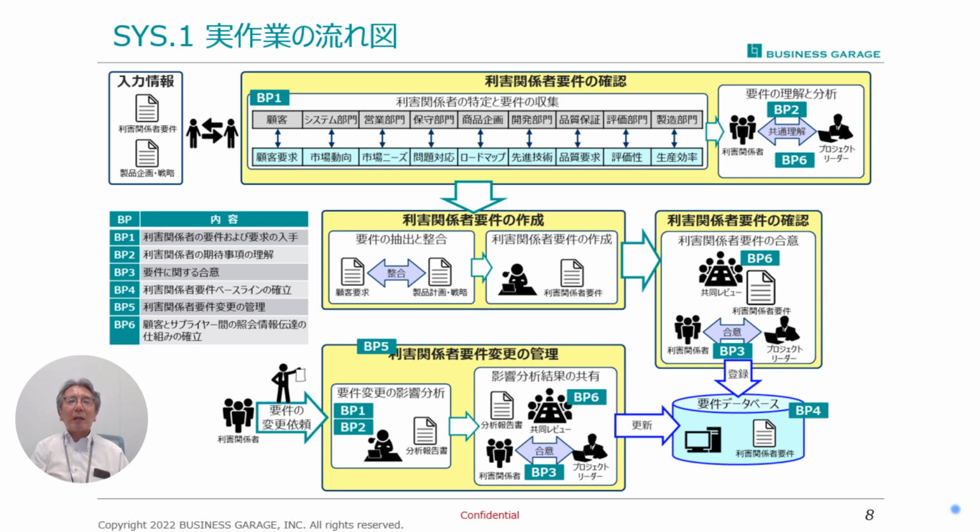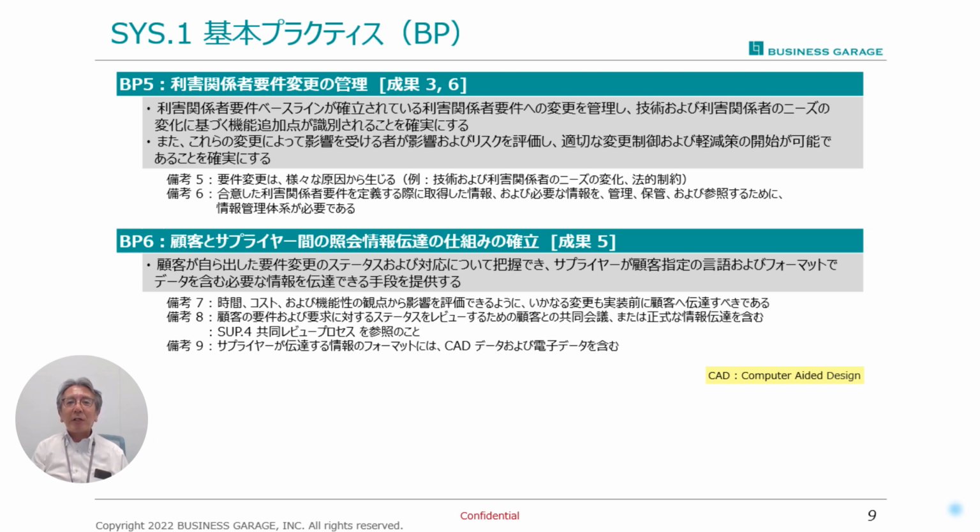For example, if 100 requirements are agreed upon and a baseline is established, the 101st requirement would be considered an additional requirement. Similarly, if a change is requested for the 46th requirement, it would be treated as a requirements change, potentially incurring additional costs. This is especially important with overseas clients, where establishing a requirements baseline ensures clarity and agreement on the requirements. BP5 is about managing stakeholder requirements and requirements changes.